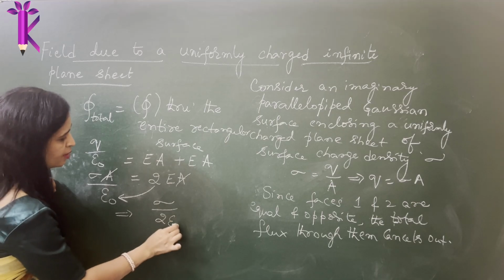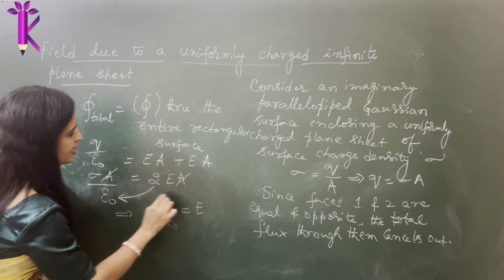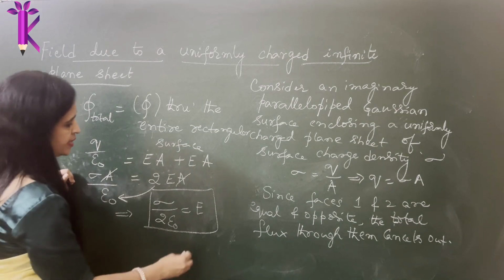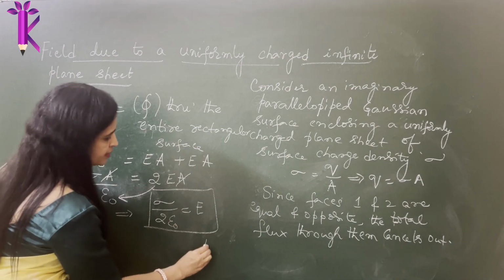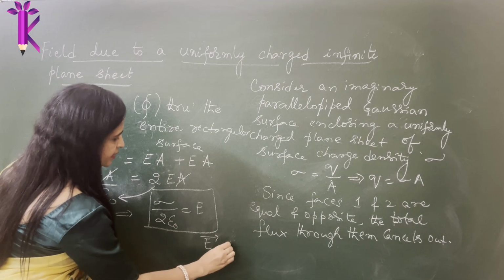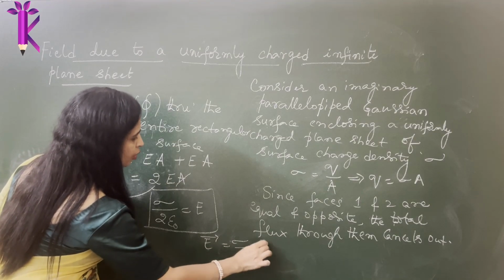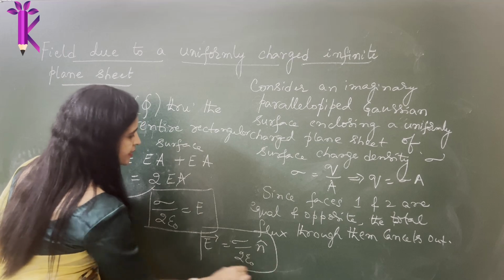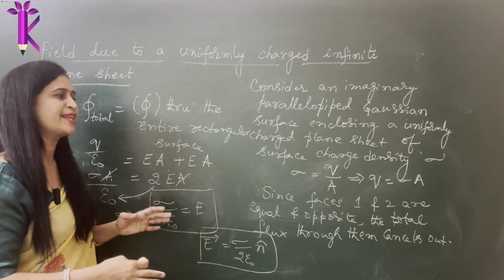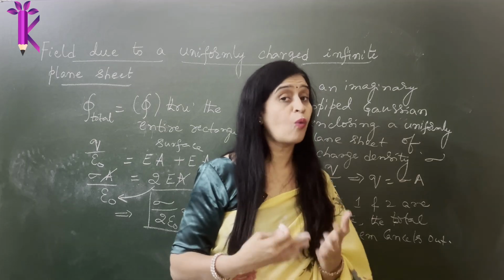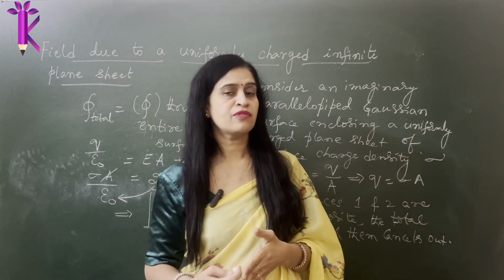So E equals sigma by 2 epsilon naught, which is the electric field due to a uniformly charged infinite plane sheet. If you want to write it in vector form, you just have to write a vector along with it, the unit normal vector, so sigma by 2 epsilon naught times the normal, right? This is how you write it in vector form. So they are similar: if you learn one, you make the assumption first, right?